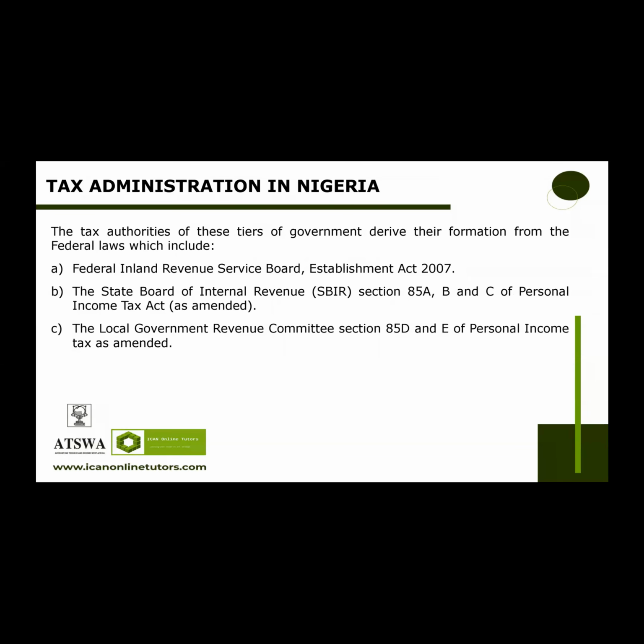The tax authorities of these tiers of government derive their formation from the federal laws, which include the Federal Inland Revenue Service Board Establishment Act 2007; the State Board of Internal Revenue Service, Section 85A, B, and C of the Personal Income Tax Act as amended; and the Local Government Revenue Committee, Section 85D and E of the Personal Income Tax Act as amended. Are we together?